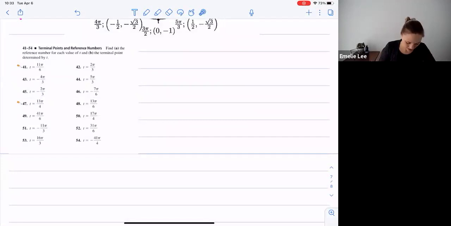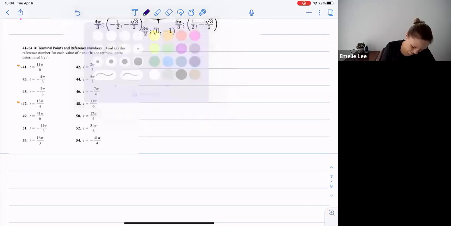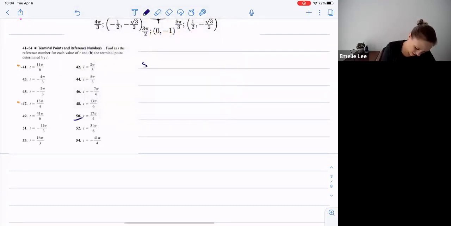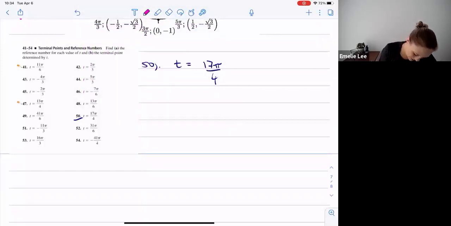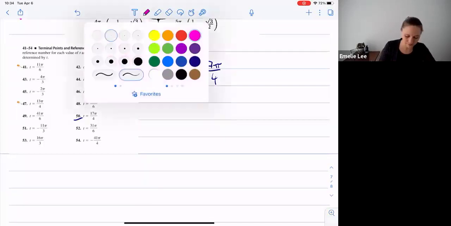Okay, I want to do, let's do 50. So we're going a distance of 17 pi over 4. And we want to find the reference number for each of these values and the terminal point. I'm going to focus on the terminal point.